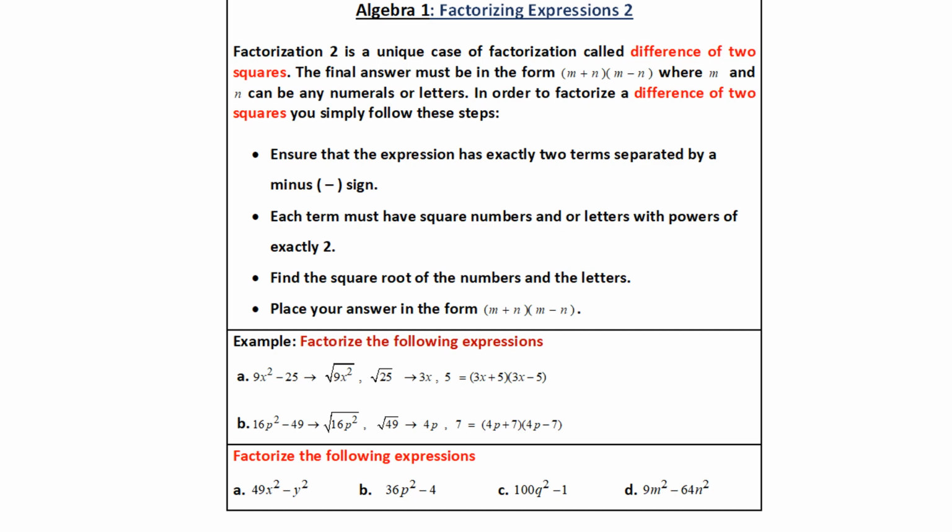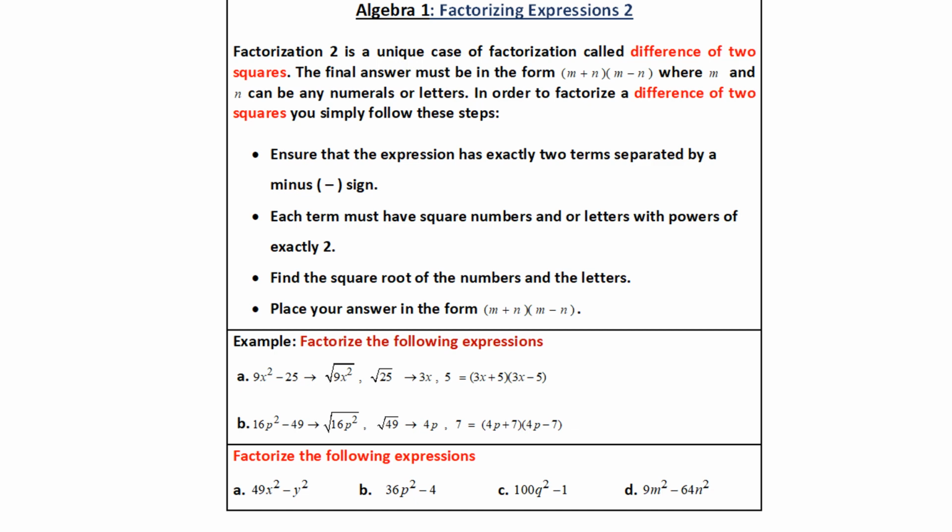Ensure that the expression has exactly two terms separated by a minus sign. Each term must have square numbers and or letters with powers of exactly 2. Find the square root of the numbers and the letters. Place your answer in the form m plus n, m minus n in brackets.